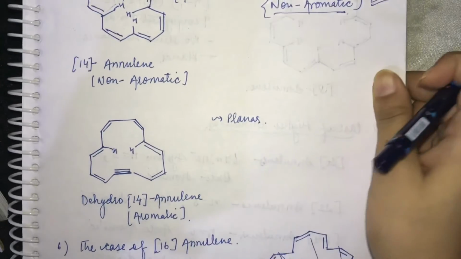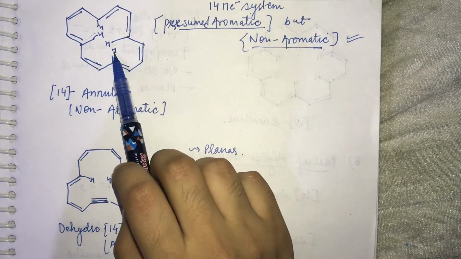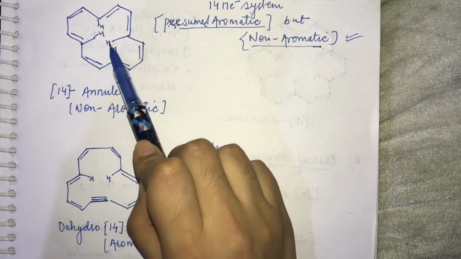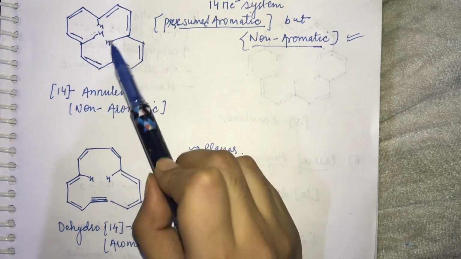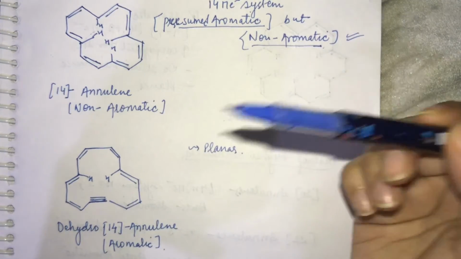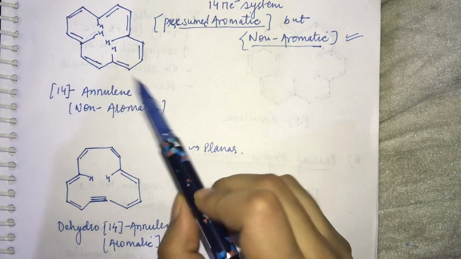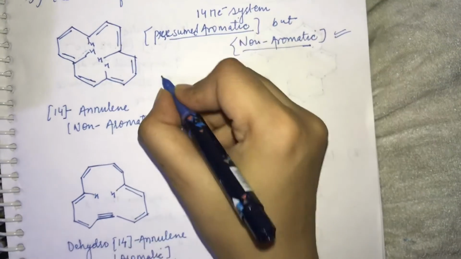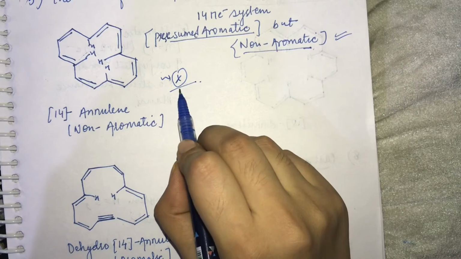Since we can see in the figure, the hydrogens present at the interior of the ring interfere with each other. These two hydrogens present here and here, here and here. These four hydrogens are interfering with each other, and X-ray analysis shows that the molecule is not planar. It is considered to be planar, but actually it is not planar.